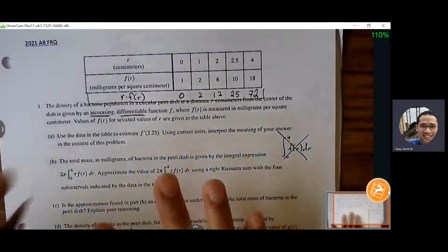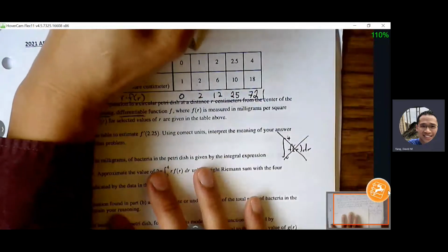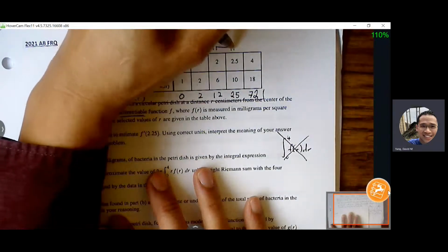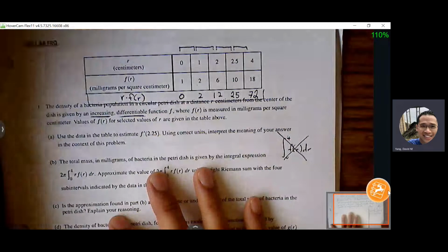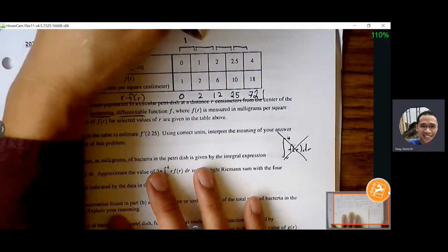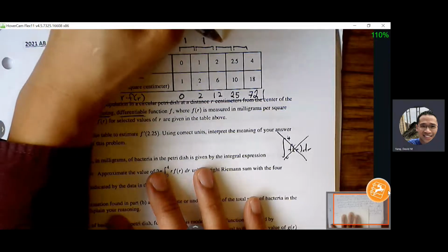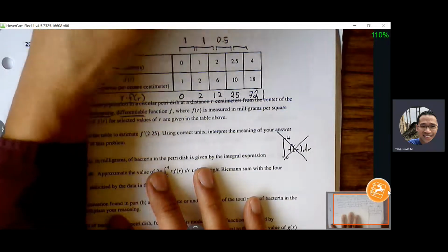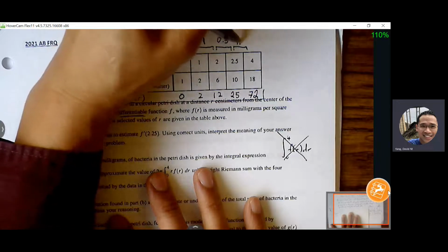The width, we're still going to do the same thing, right? We're still going to subtract each of the sub-interval x values for the independent variable. So 1 minus 0 is 1. 2 minus 1 is 1. 2.5 minus 2 is 0.5. And then 4 minus 2.5 is 1.5.